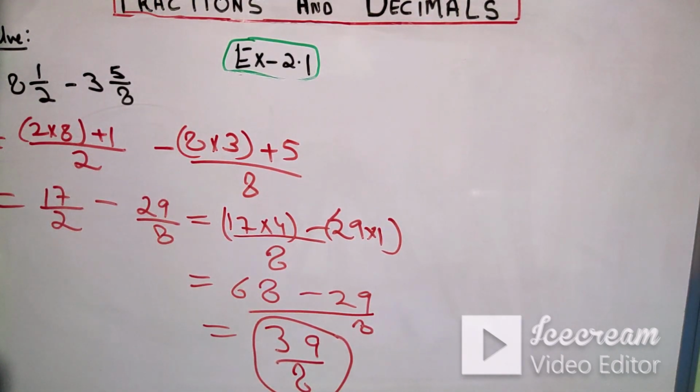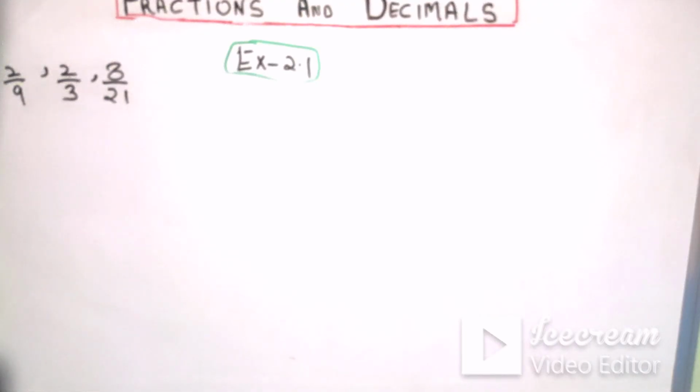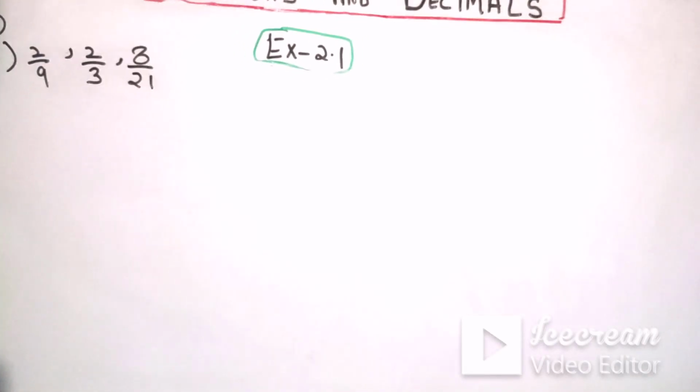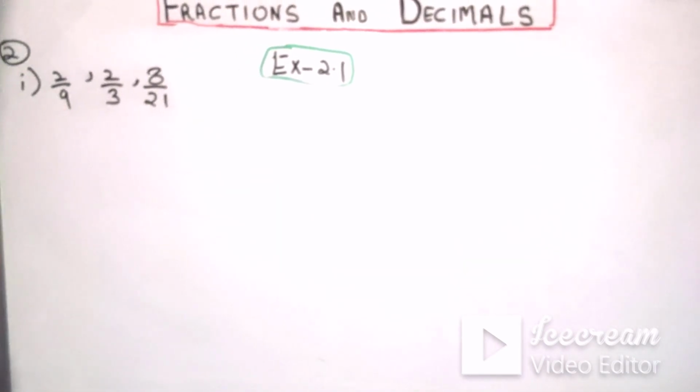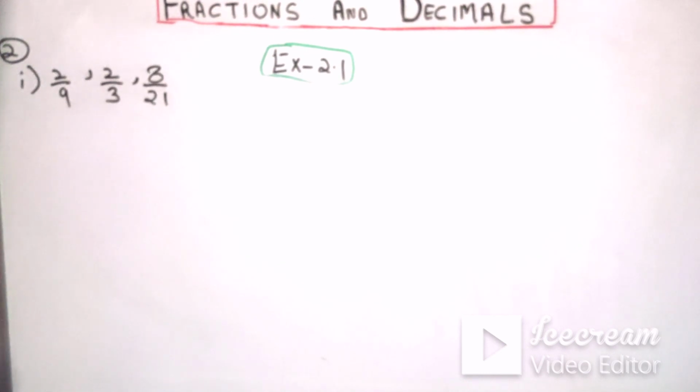So after subtracting, the answer that comes is 39 by 8. Okay, so this is the second question, and this is the first part of it. We have to do descending order here. The two parts are given, but I'll only give the solution of the first part, and the second part you will do by yourself. That's quite an easy one, no need to worry.